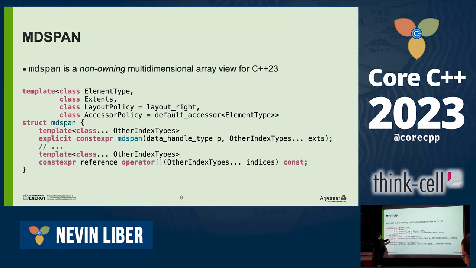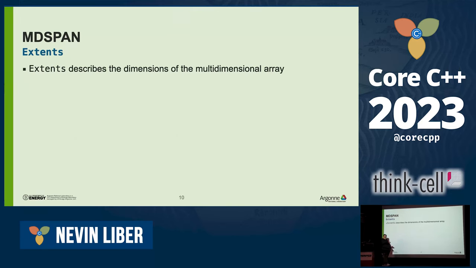And that's what it looks like. It's got four template parameters, a bunch of constructors, and a way to index. There's a few other members, but not much. Element type's obvious. It's an mdspan of ints or an mdspan of doubles. Extents describes the dimensions.